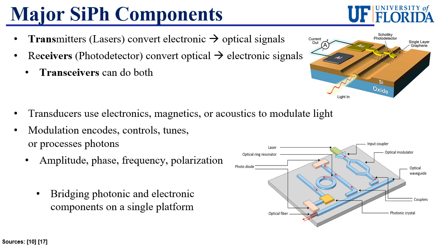Transducers are components that use electronics, magnetics, or acoustics to modulate light waves. And the purpose of modulating these light waves is to encode and control or otherwise tune photons by altering their measurable properties such as amplitude, phase, frequency, and polarization. The main goal of transducers is to bridge the gap between electronics and photonics, allowing the data carried by photonic devices to later be processed by CMOS logic.